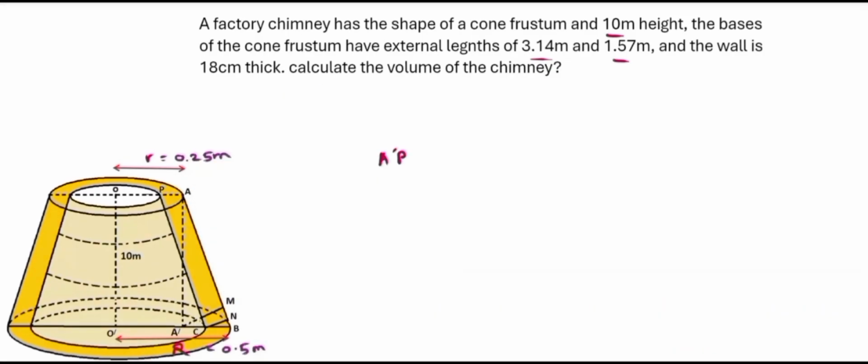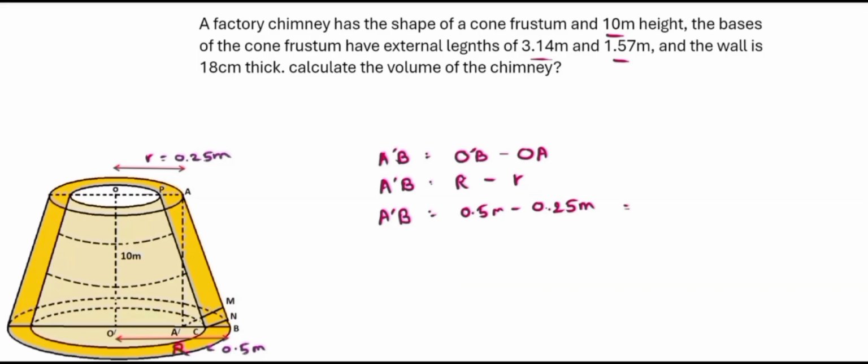Here, we can write A'B as the difference of the lengths O'B and OA. So, A'B is equal to O'B minus OA. Since O'B is capital R and OA is small r, A'B is equal to capital R minus small r. A'B equal 0.5 meter minus 0.25 meters. Therefore, A'B is equal to 0.25 meter.